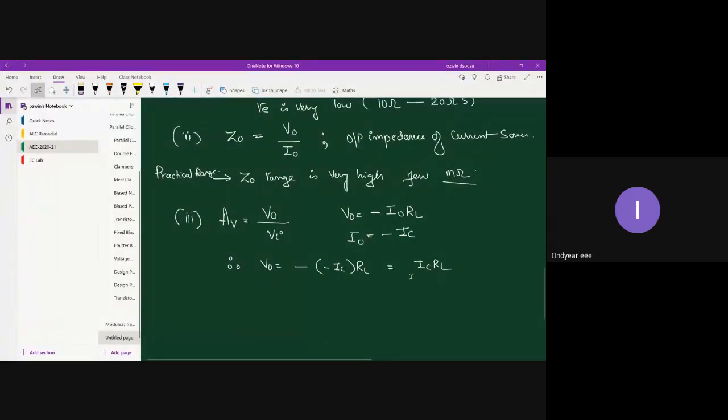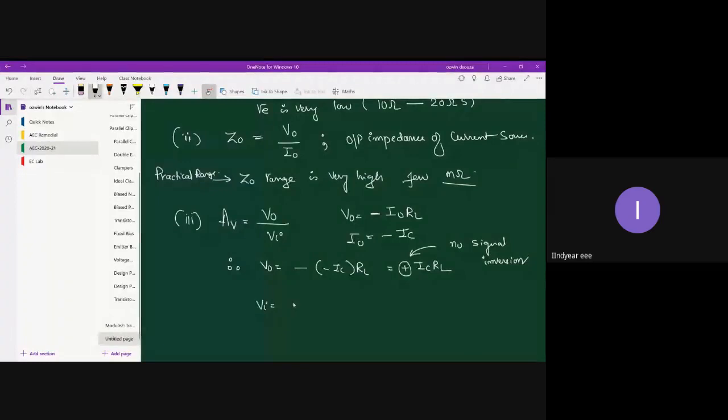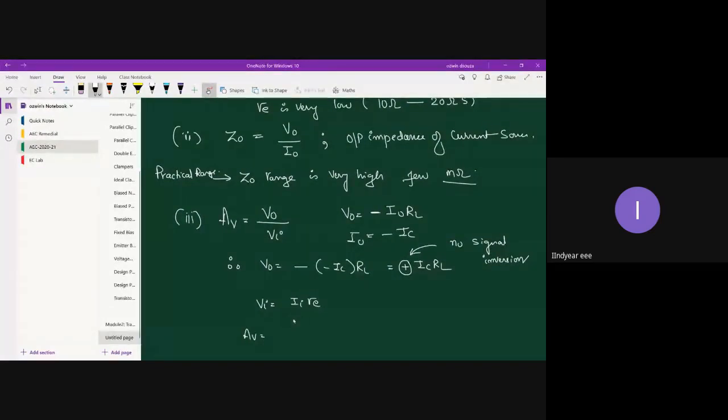Fine. So V naught is IC into RL. Remember one thing, unlike CE configuration, this has a positive sign. That means to say no signal inversion. Right. Now let's look at VI. So VI is II into RE. Okay. So let's divide them. So AV is equal to V naught, so V naught is IC into RL, divided by VI. What is VI? II into RE.